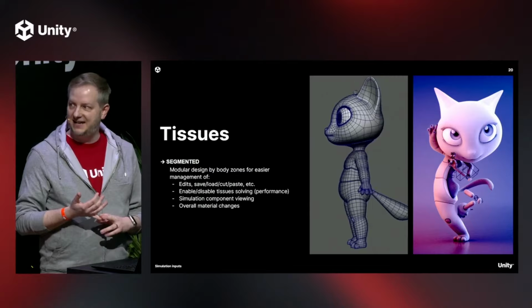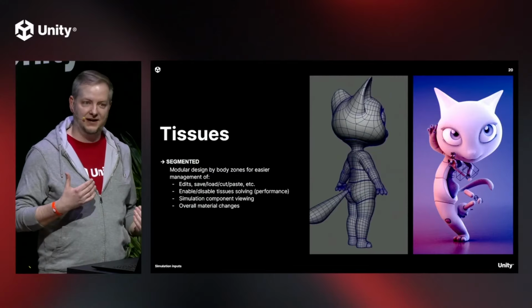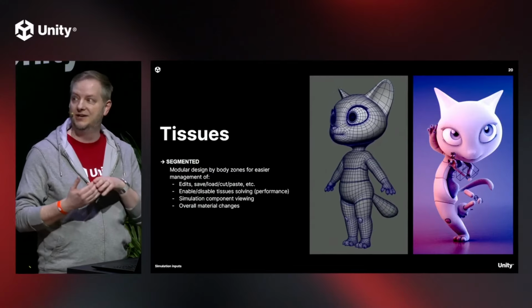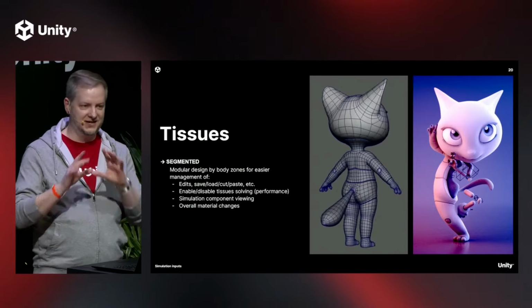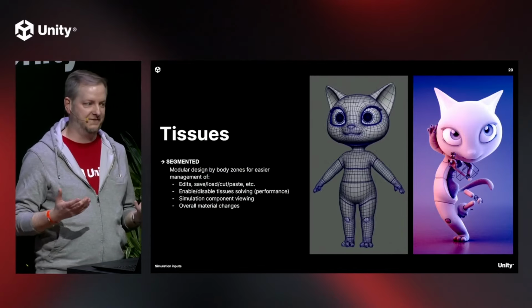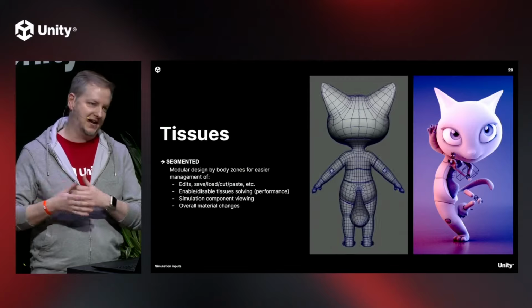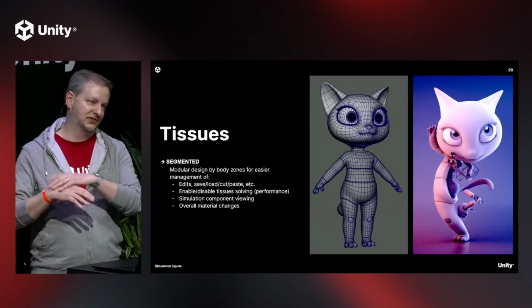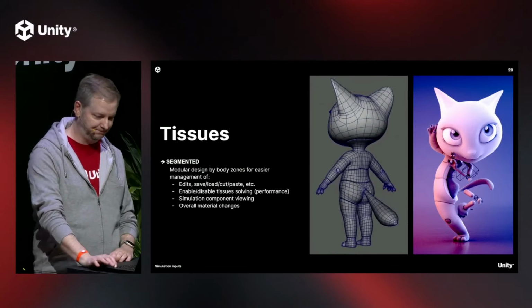If you're going to make edits, if you want to turn off pieces of the simulation to make it run faster, if you want to manage the simulation components, it kind of helps to have it broken down in a modular fashion. If you decide the character is going to have 5 fingers instead of 3, you can swap out the hand and do things like that.